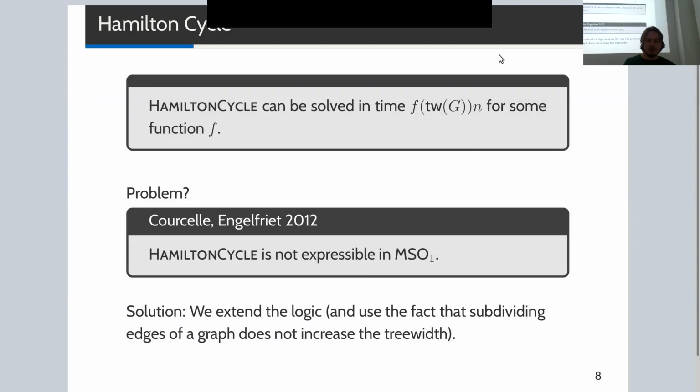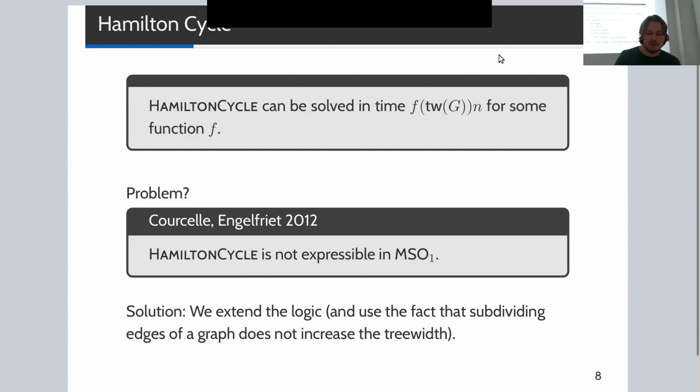So what we're going to do is we're going to consider an extended logic that we will call MSO2 logic. Some of you have maybe heard of it already. And then we're going to use the fact that subdividing the edges of a graph does not increase the tree width to reduce MSO2 model checking to MSO1 model checking, and then we can apply Courcelle's theorem.